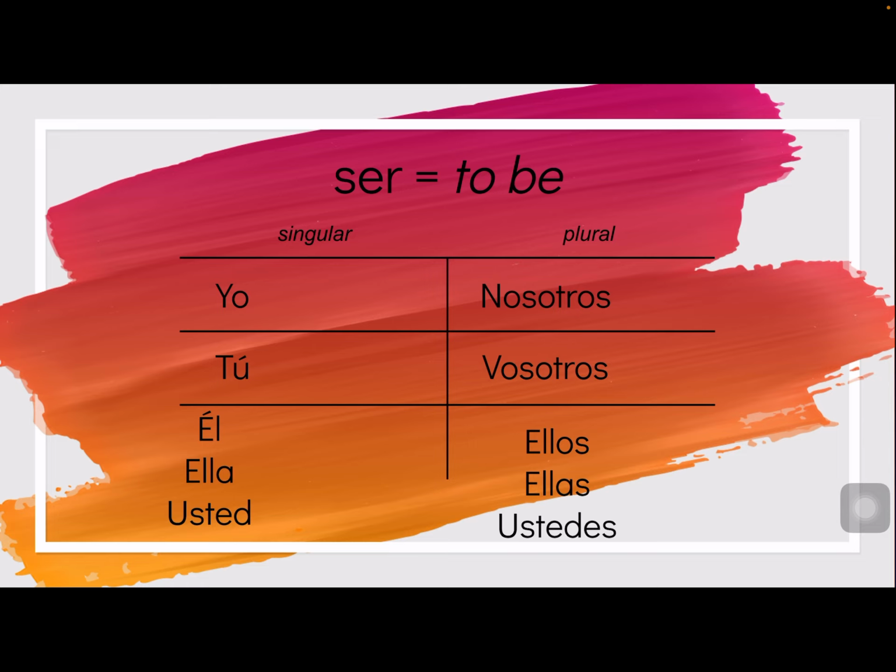So yo goes yo soy. Yo soy, tú eres, él, ella, usted es, nosotros somos, vosotros sois, ellos, ellas, ustedes son. This is because it means to be.